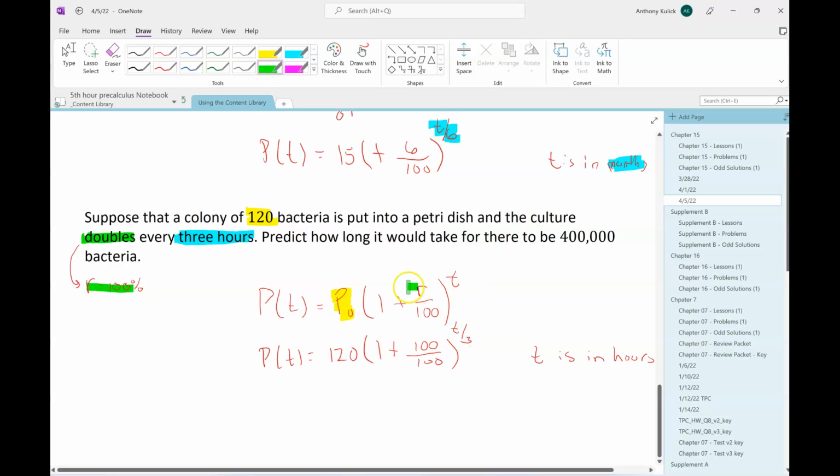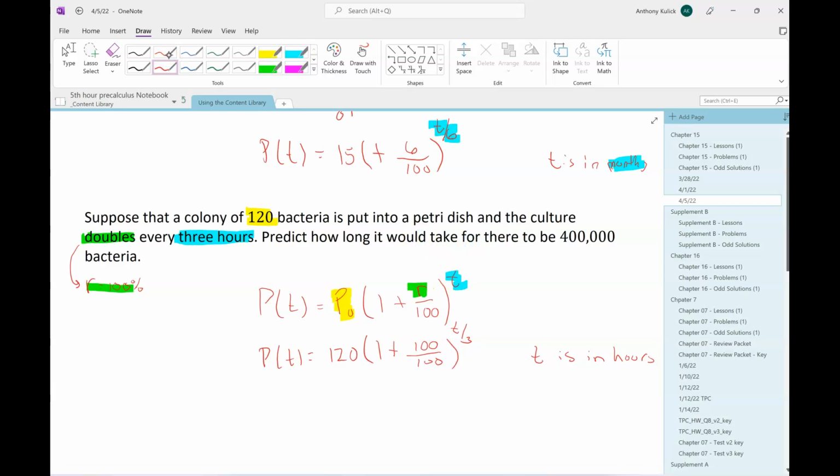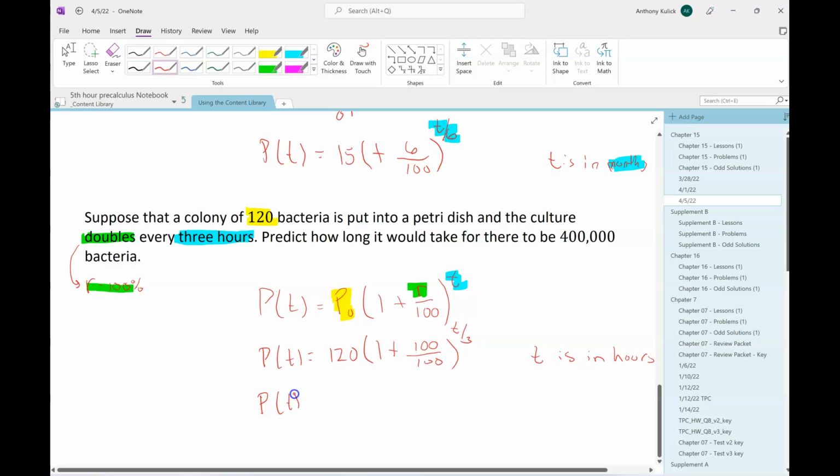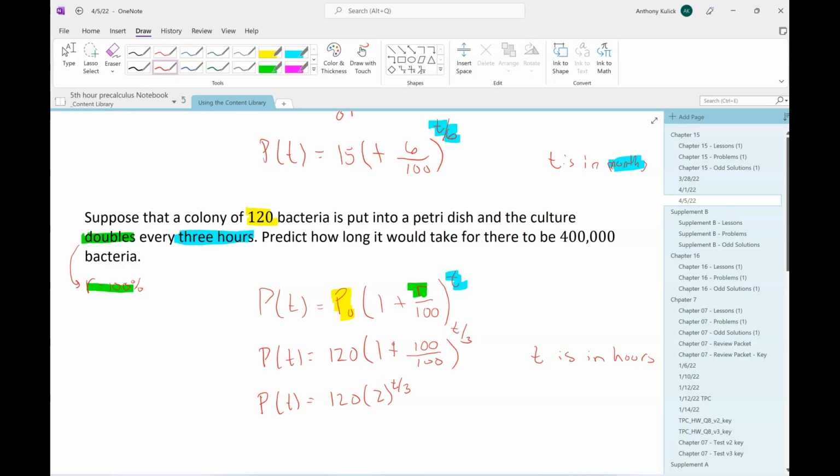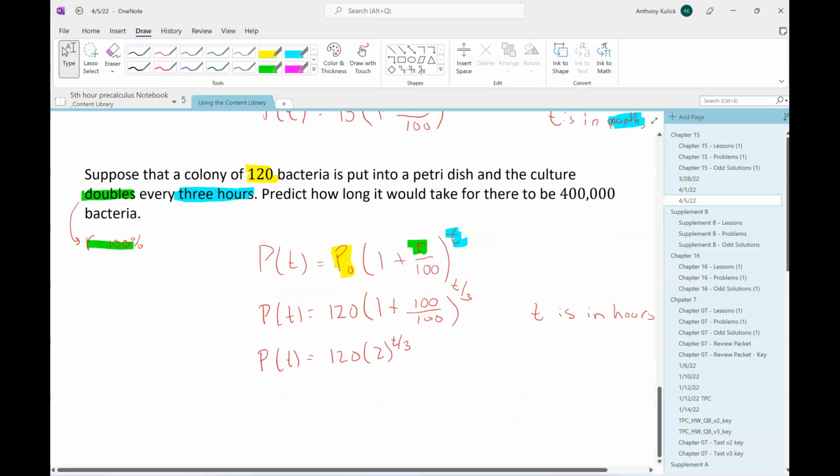I'll color code the rest of this stuff. And if I want, I could simplify this down. 100 over 100 is just 1, and 1 plus 1 is 2. And now that I've simplified that, that looks a lot more like doubling, right? Or just multiplying by 2, some power of 2. Okay, so there's our model. That's step one.